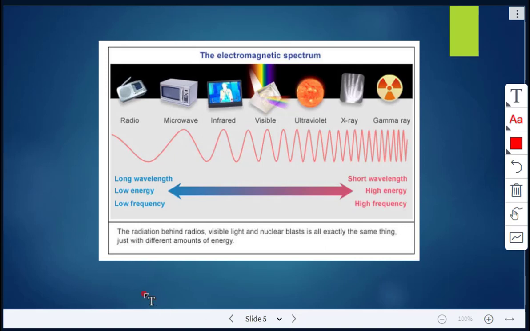All right, just another diagram here, showing again the visible light is here. We have the infrared, microwave, radio waves. On the right-hand side we have the ultraviolet, X-ray, and the gamma ray. All right, so longer wavelengths here, but lower energy and lower frequency. As we move to the right-hand side, it's a shorter wavelength. Notice that the waves are closer together, therefore higher energy and a higher frequency.